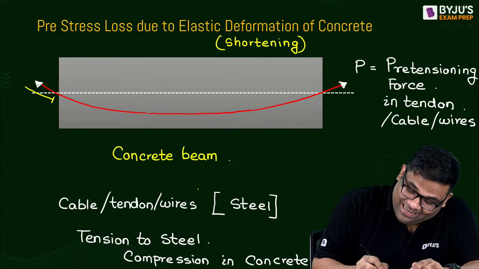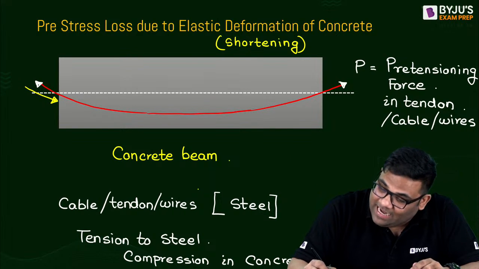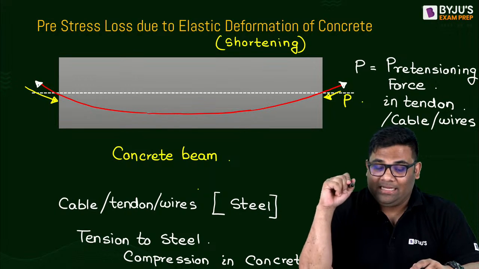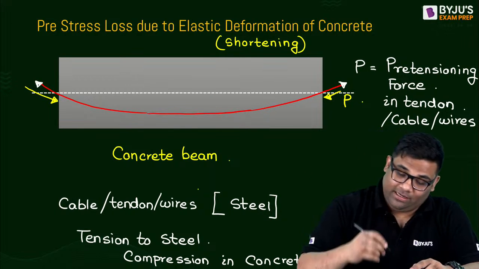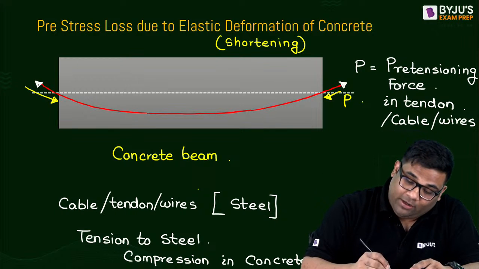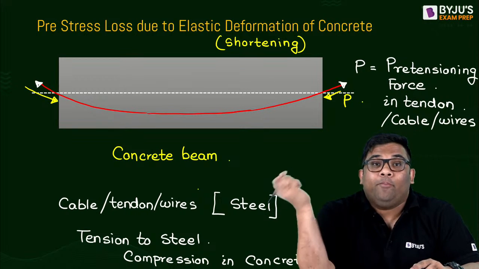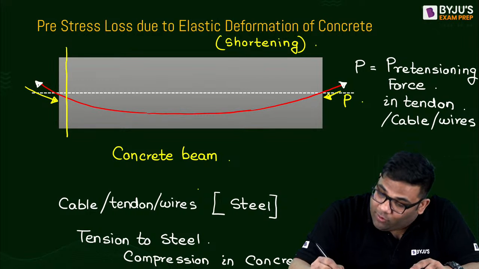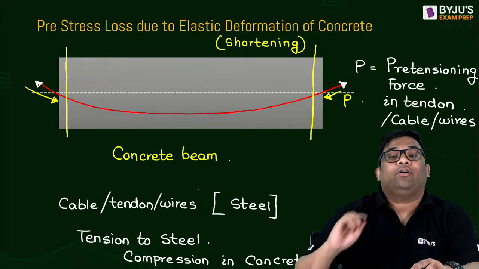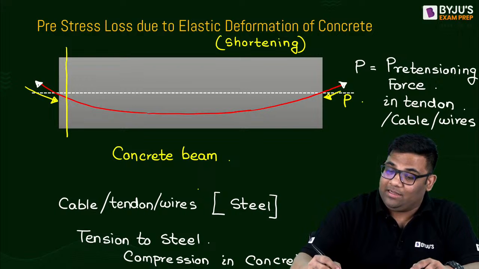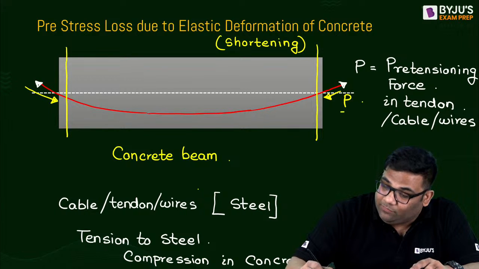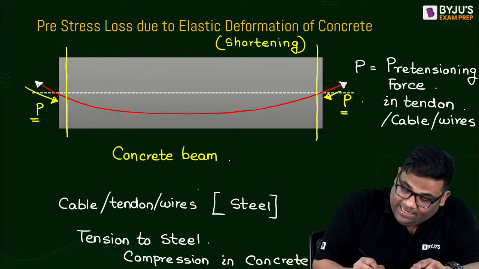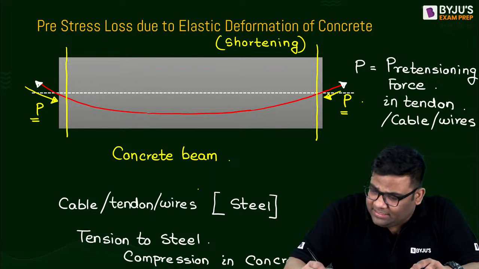So do you see there? There is compression acting on the concrete. So what will happen? Due to this compression, there will be compression or deformation or shortening of concrete. You can see what is happening. Due to this force P, there is shortening of concrete, right? You can see there is deformation, right?